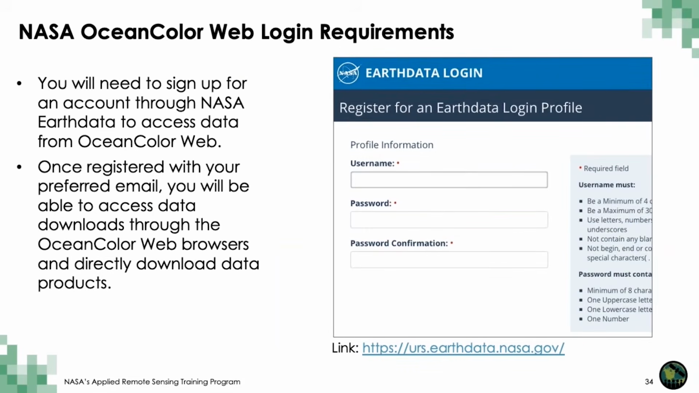To download data from the browser, you'll need to register for a NASA Earthdata account. You'll be prompted to create that account or log in if you attempt to download data from the Ocean Color Web browser. But the link is also provided here for you to the registration page if you want to do that beforehand. This registration is typically pretty quick, and you'll just need an email to complete the process. So not a whole lot of information on your end. And once registered, you'll be able to directly download data from the browser.